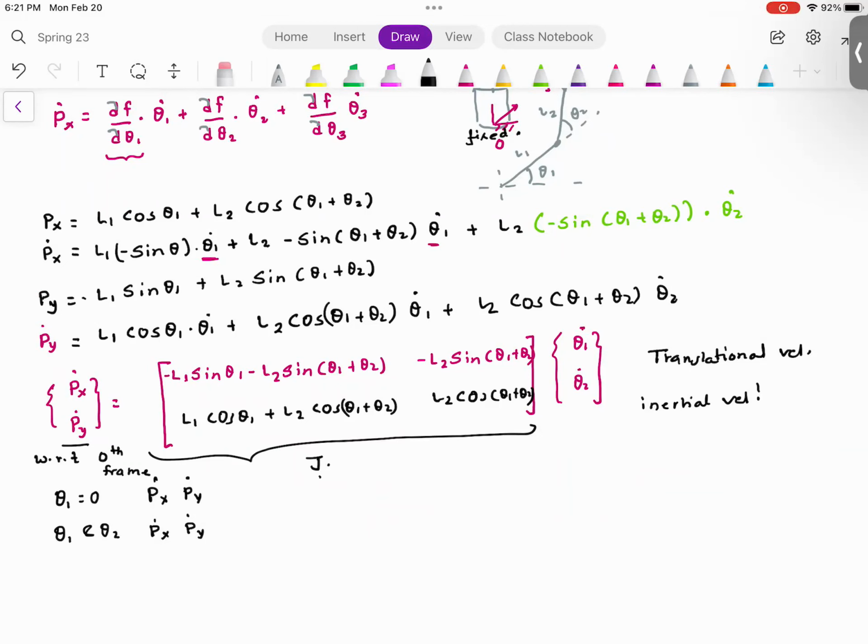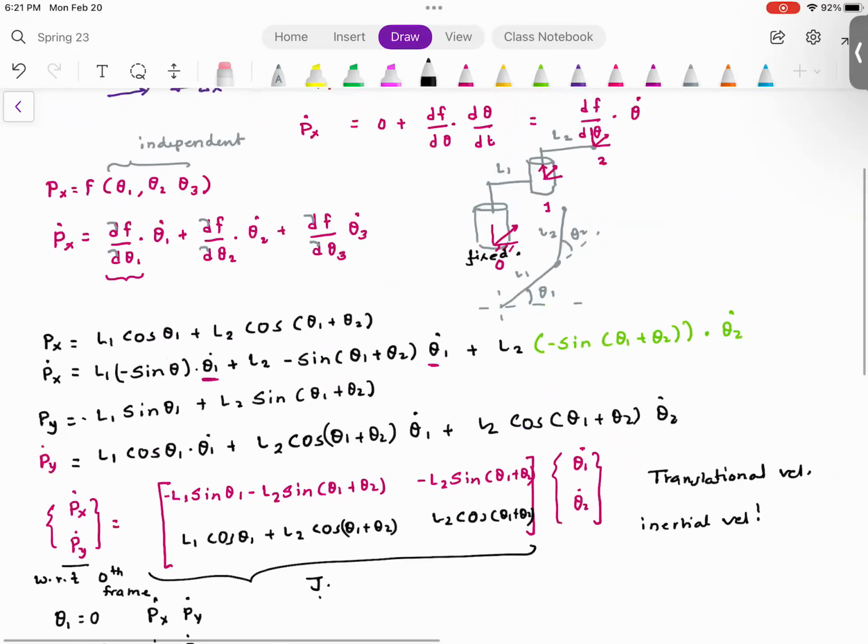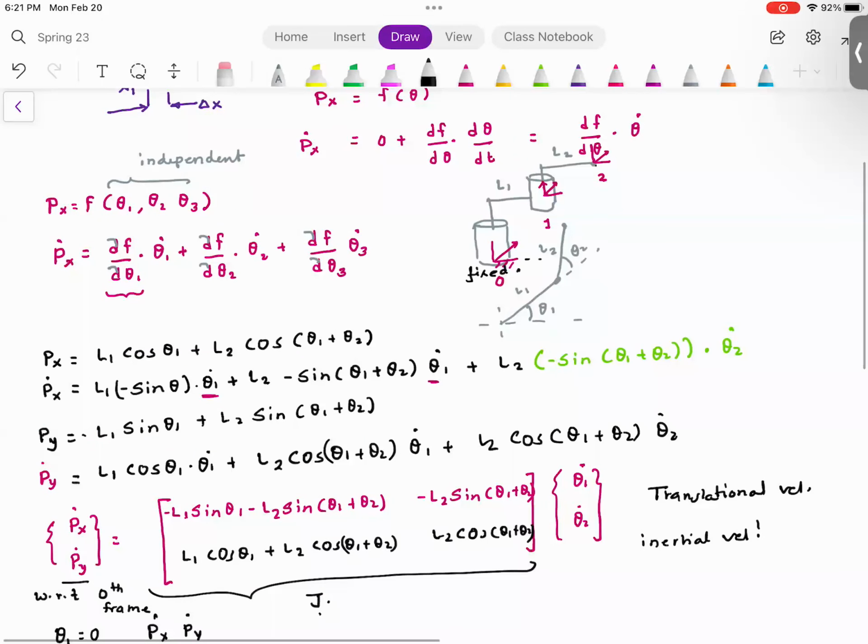Now, with this, understand Px dot is the velocity of the end effector along x1. So, for example, this is Z, this is X, this is Y. This is the velocity in this direction, and Py dot is the velocity in this direction. So this is going to be your velocity in the X direction, and this is going to be your velocity in the Y direction.